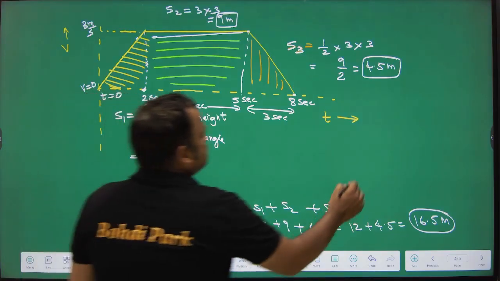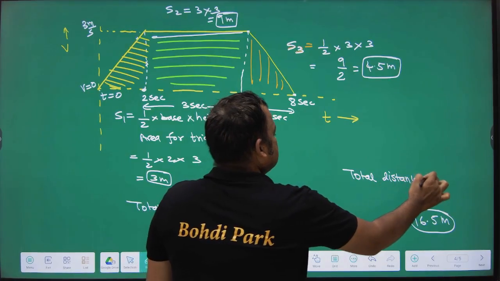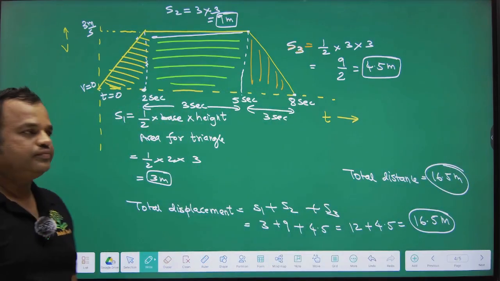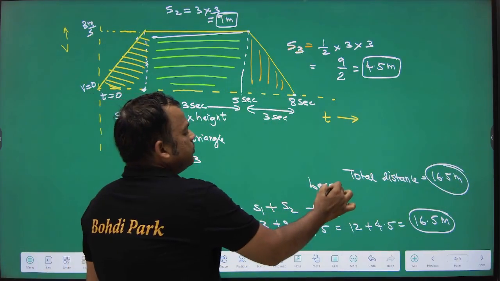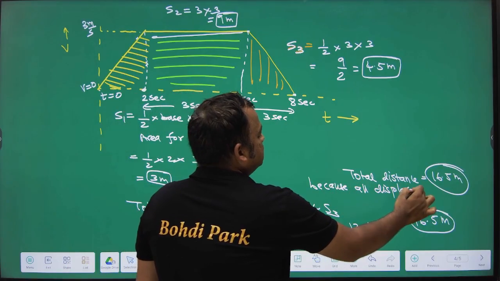So total distance is also 16.5 meter because all displacements are positive.